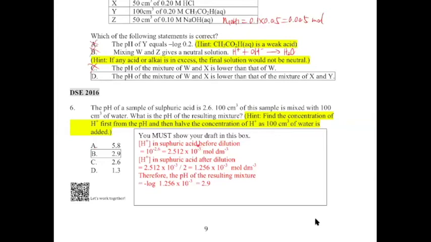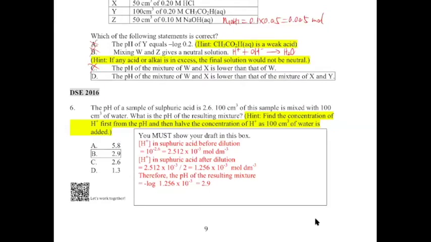And then, now we're diluting it. Originally we got 100 cm³. Now we got 200 cm³. Because we diluted with the same amount of water, the concentration will actually just divide by 2. So divided by 2, that will give you the new concentration. Of course, you can work out the number of mole and then divide by 0.2 dm³.